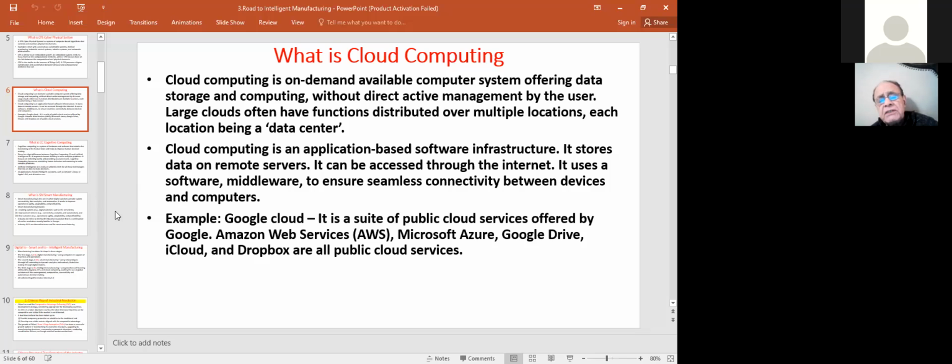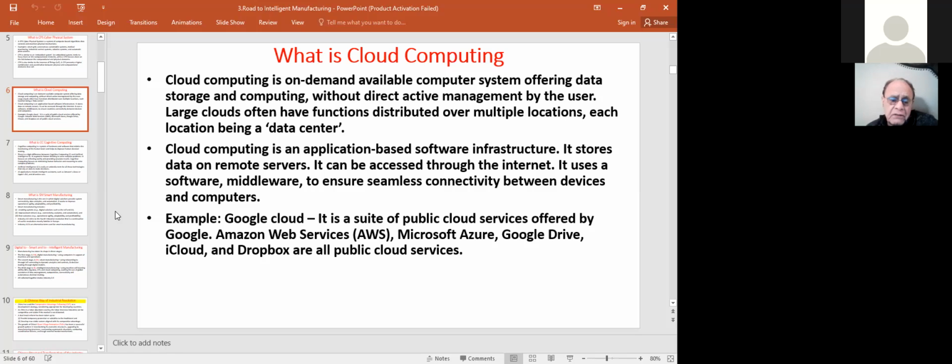So this is really an application-based software infrastructure. It stores data in remote servers. You don't store data on your own laptop; the data goes into a server that has a bigger capacity, with more computation capacity and speed, and you can draw your data from it and add some data, related to your specified use.